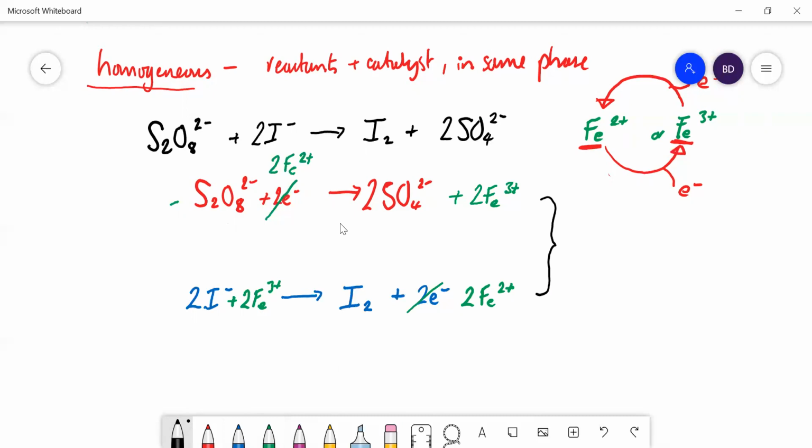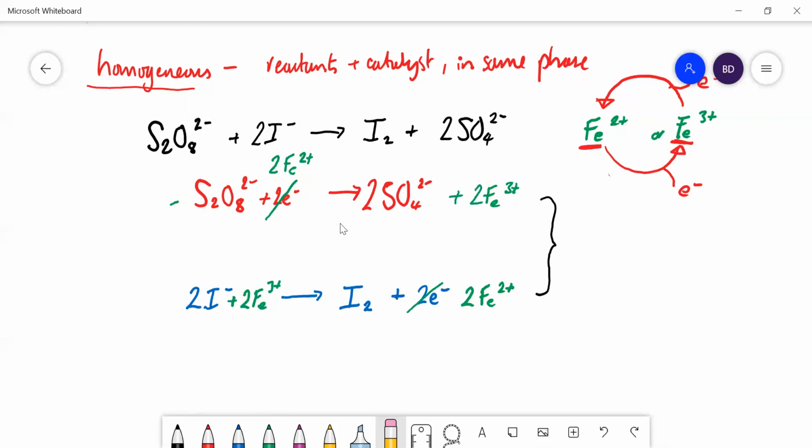So it takes here, in the first equation, it gives electrons to the peroxodisulfate, and in the second one it accepts electrons from the iodide, and it saves the 2 negatively charged species from having to collide with each other, and the iron just flips back and forth between the +2 and the +3 oxidation states.